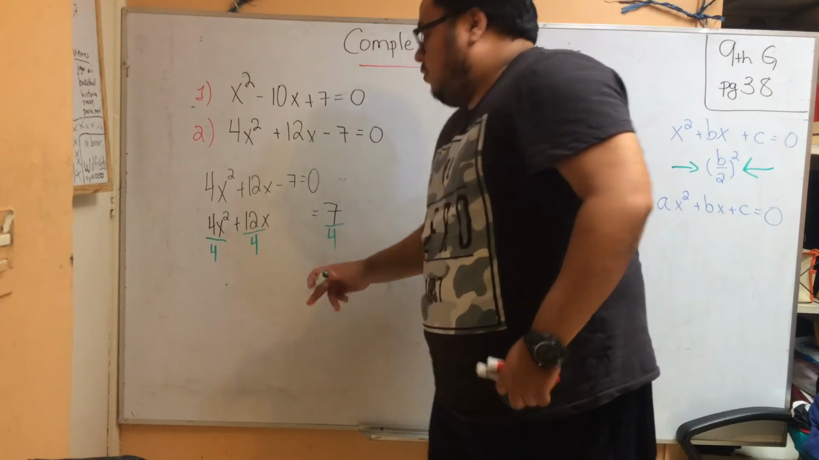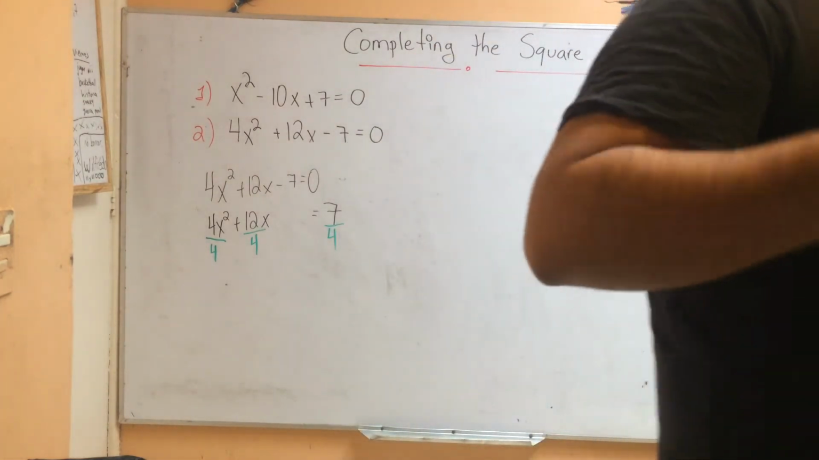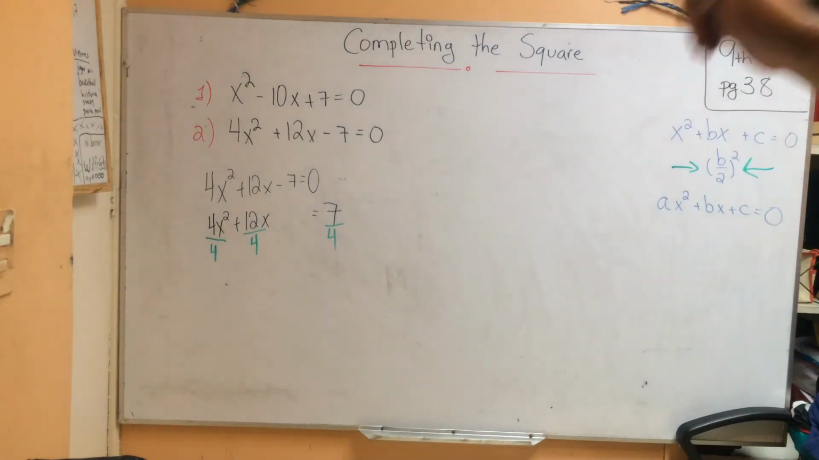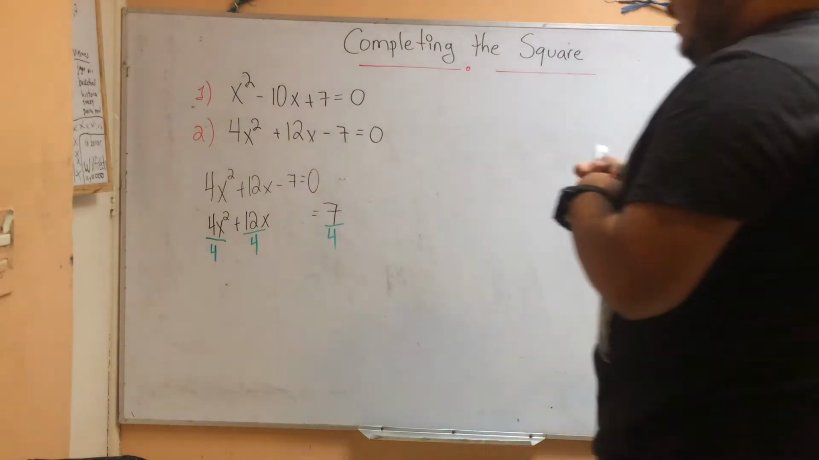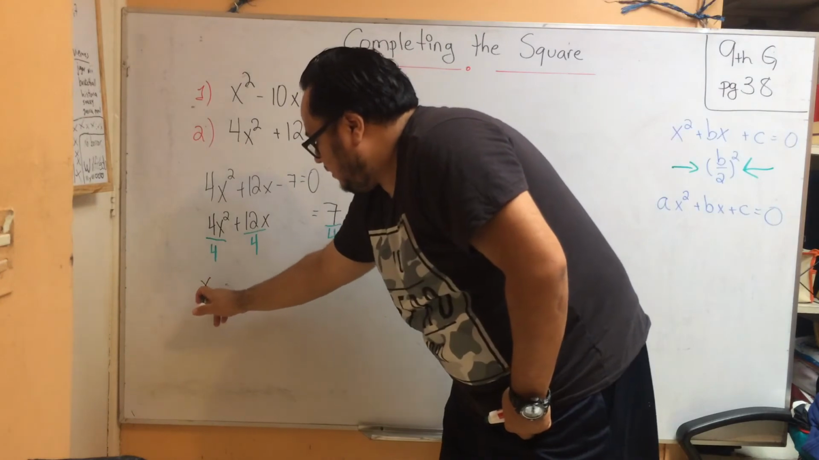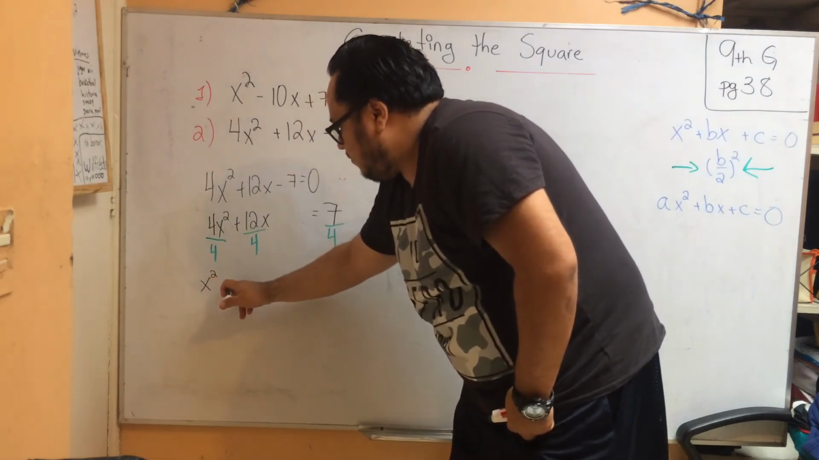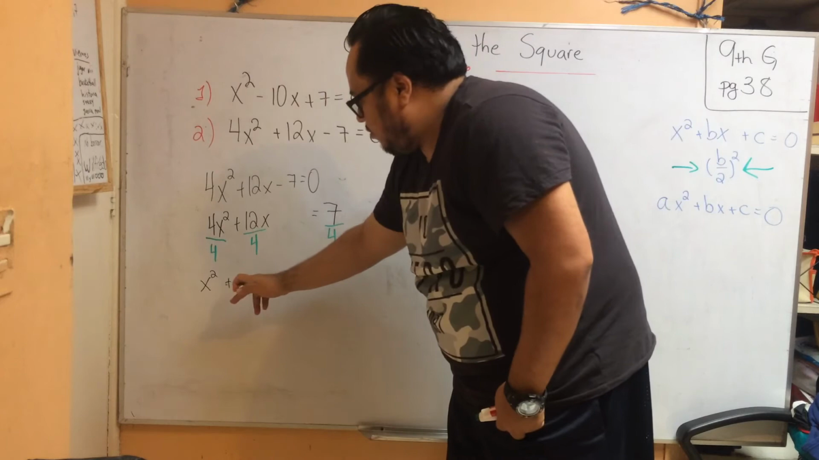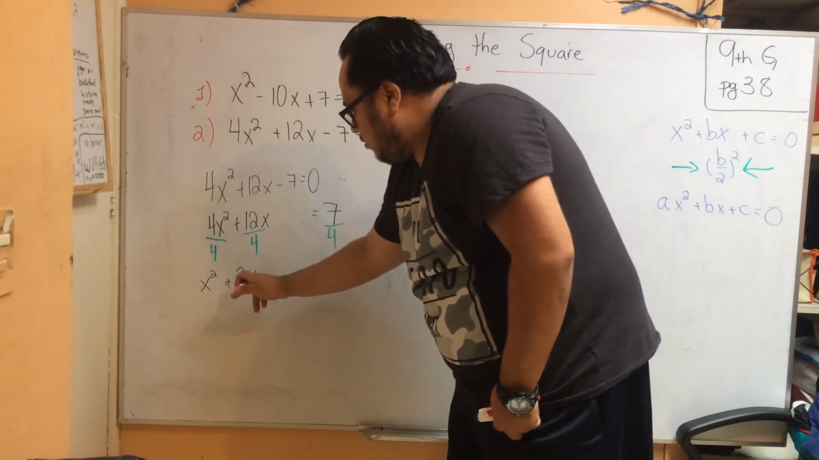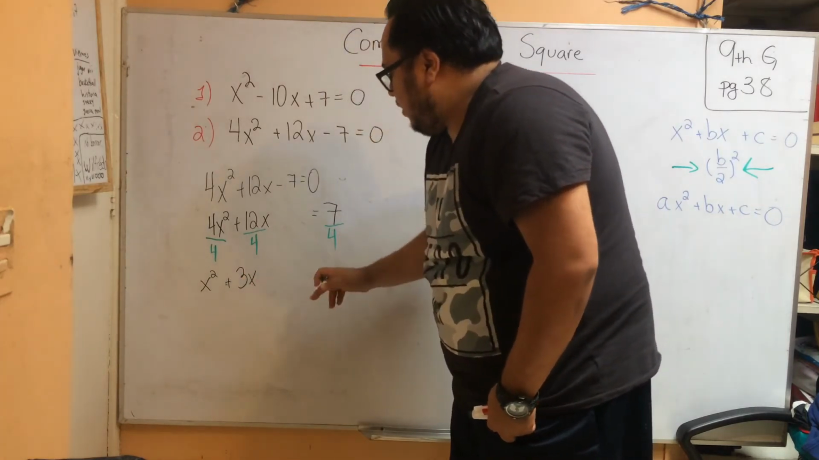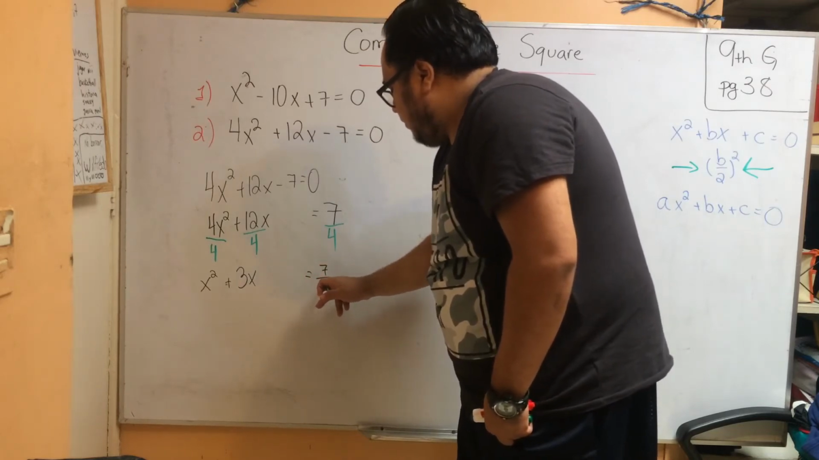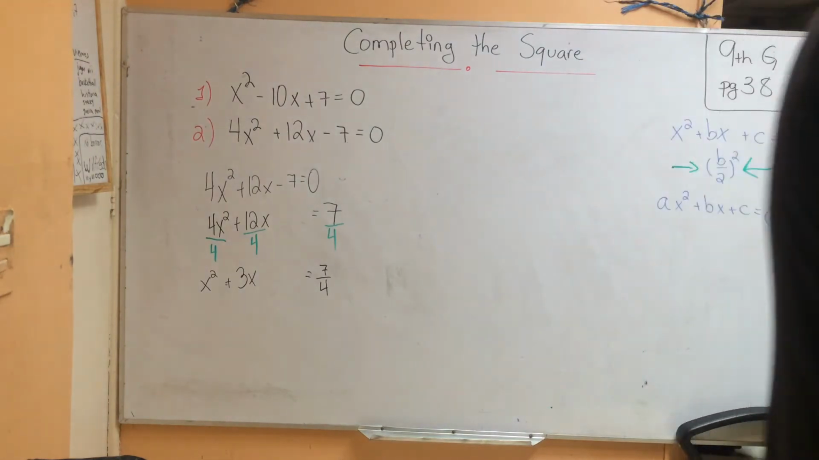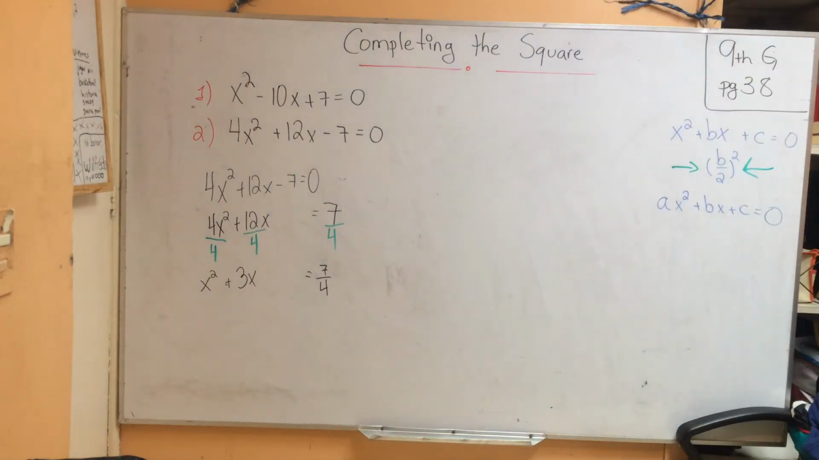And remember, in an equation, we need to keep the balance. So whatever we do on one side, we have to do on the other side. So this leaves us with x squared, 12 divided by 4, 3x, and then we have 7 over 4. And now that we have x squared alone, we can solve.